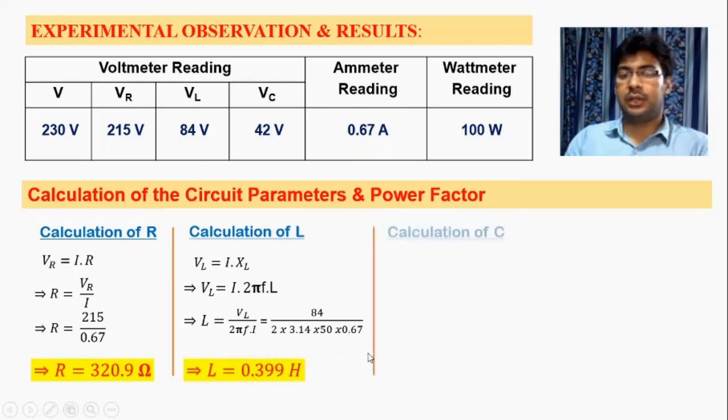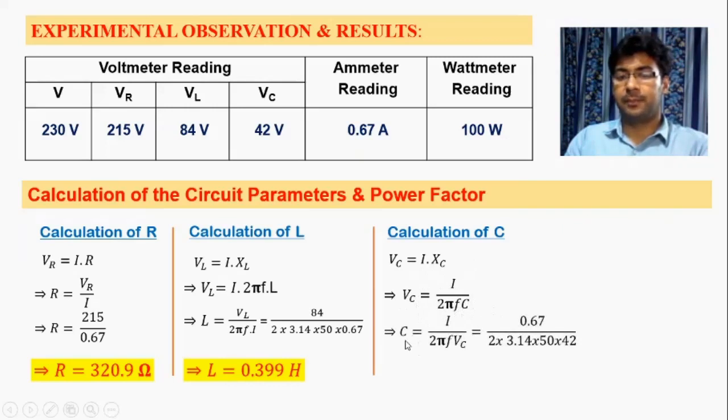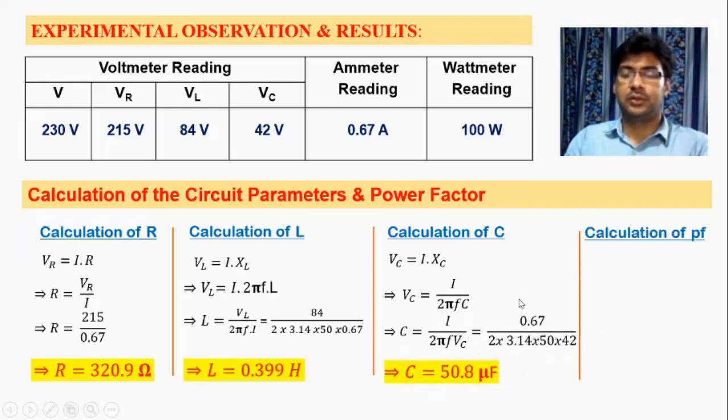Similarly, we can calculate the value of the capacitance. For this, we have to use Vc is equal to I into Xc, where Xc is 1 by 2 pi Fc. So C will be I divided by 2 pi F Vc. Using this formula, we can find out the value of C, and after calculation, we will get C is equal to 50.8 microfarad.